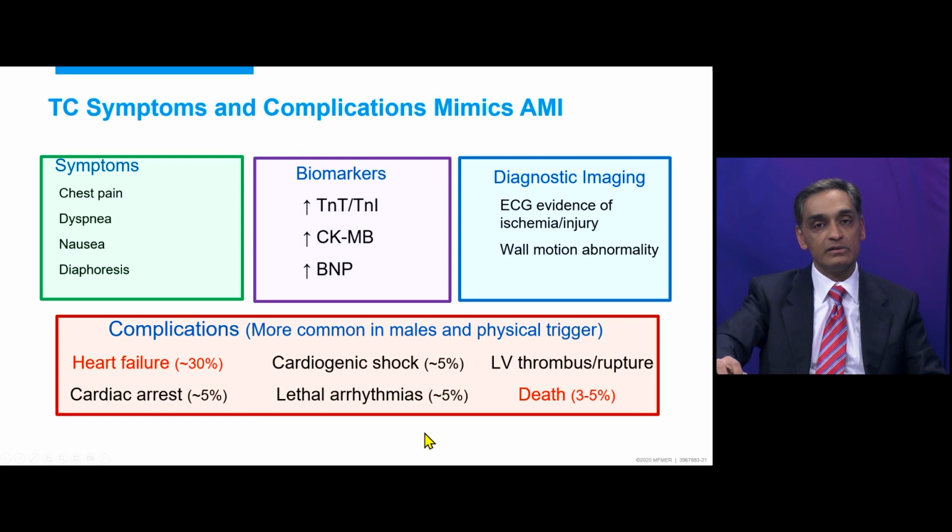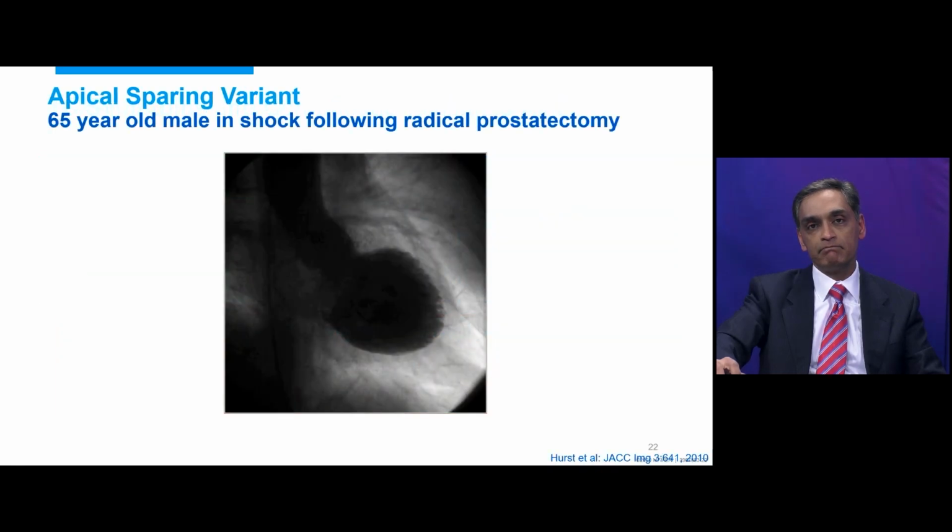Arrest and lethal arrhythmias are more common than we realized originally. About 5% of patients will have it. And death, 3 to 5%. Again, this number is not a hard and fast rule. These complication rates will depend on your practice and the proportion of patients with physical triggers, and we'll come back to that. You may have heard of the variants of Takotsubo.